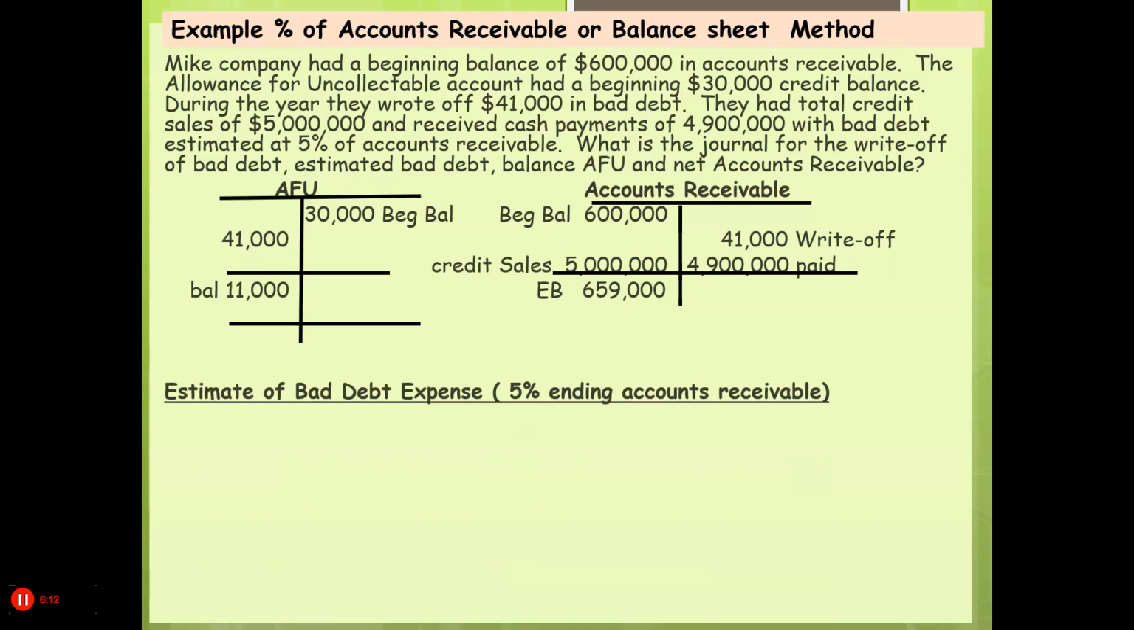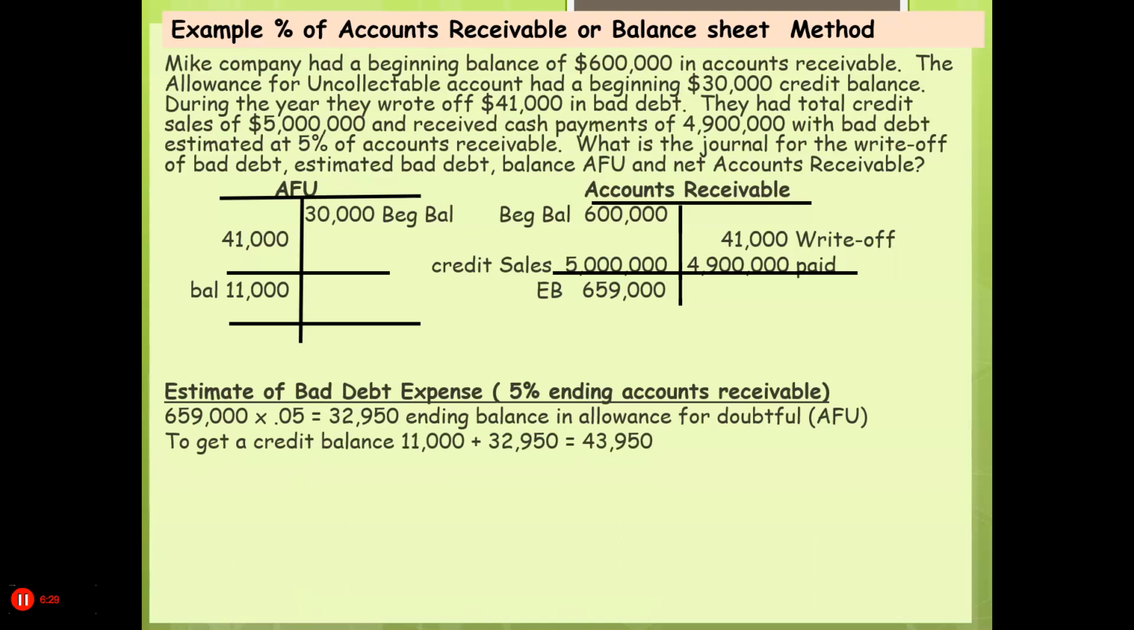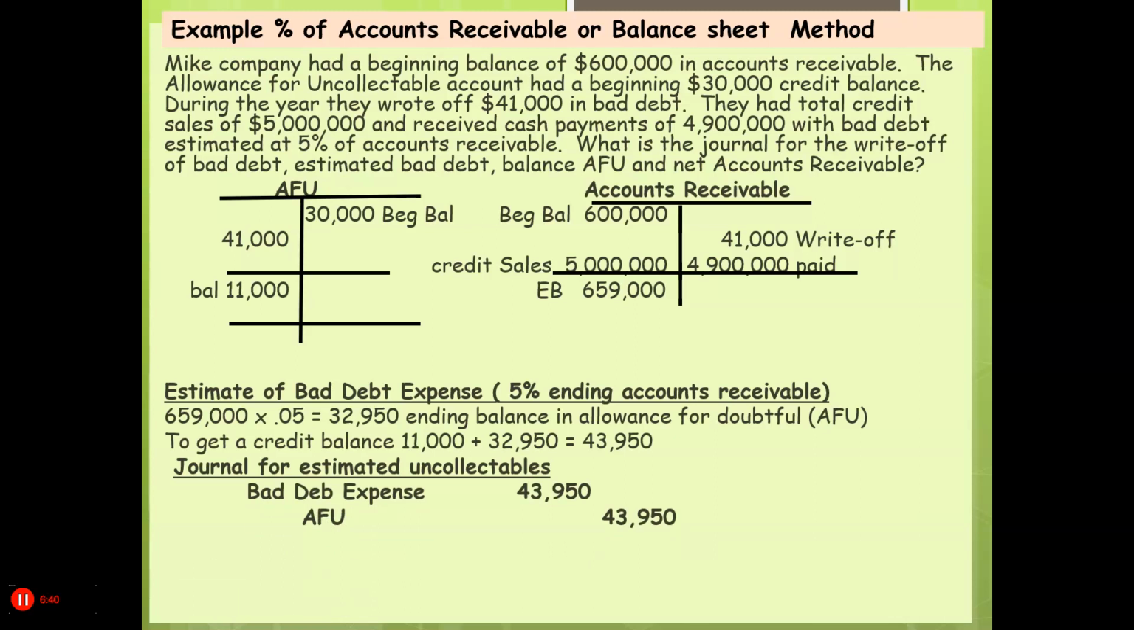Now we're going to estimate bad debt expense. It's going to be 5% of that ending balance of $659,000, which tells us the balance in allowance for uncollectibles is supposed to be $32,950. How do we get that? Well, to get the credit balance, we're going to take the debit balance plus the $32,950, which has to be the ending balance, which means that we're going to have bad debt expense for the year of $43,950.